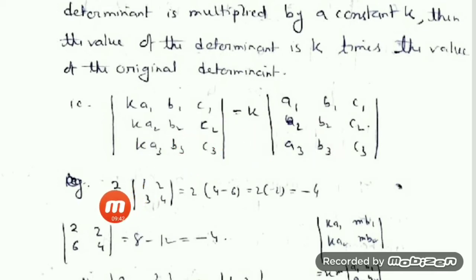Suppose 2 is an extra number. This is 1, 2, 3, 4. The 2 we just keep as it is. Evaluate the determinant. This is 4 minus 6, 2 into minus 2, that is equal to minus 4.